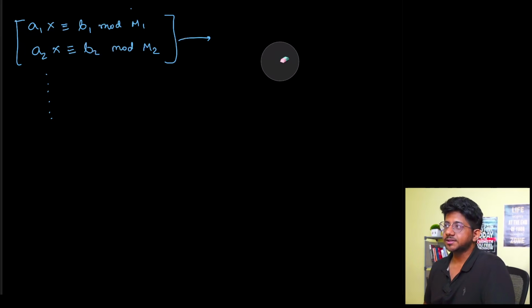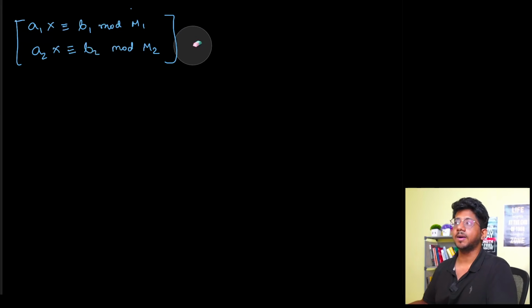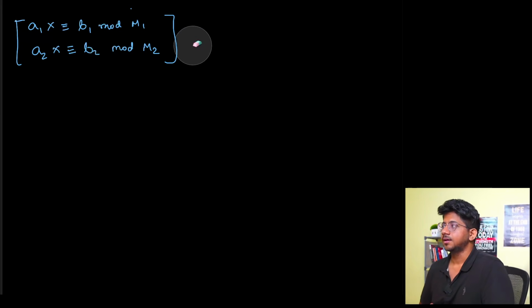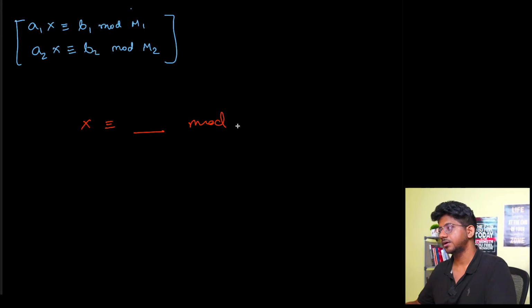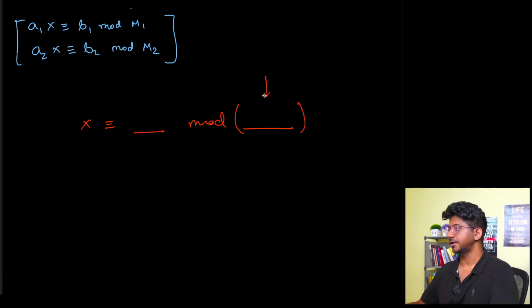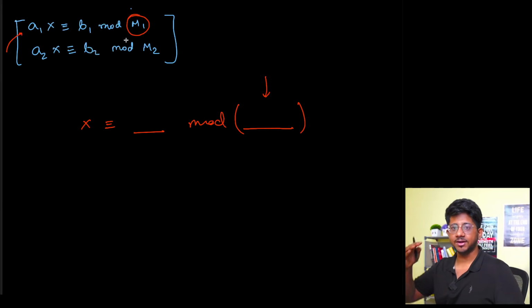So we are given a1x is congruent to b1 mod m1, a2x is congruent to b2 mod m2. Okay, I'm going to forget about the rest of the equations, and you want to combine these two. This is going to give us a solution in the format x is congruent to something mod something. Let's try to think about what is going to be the value over here. I mean, why not just m1 or m2 or anything like that? Because the problem with this is that this x is cyclically repeating itself after m1 values.